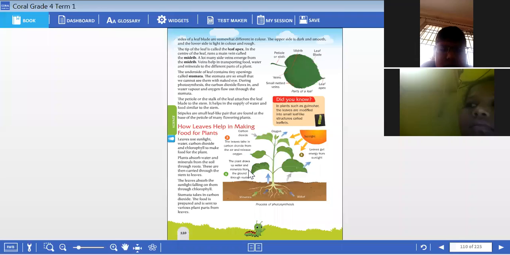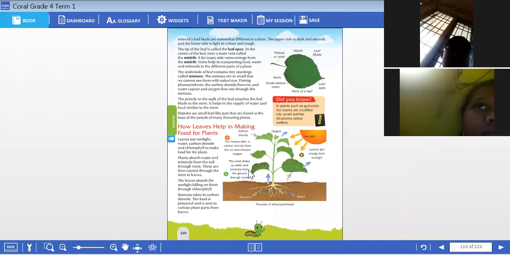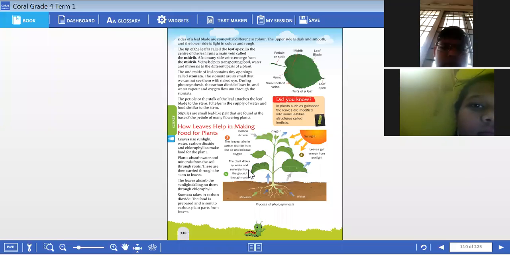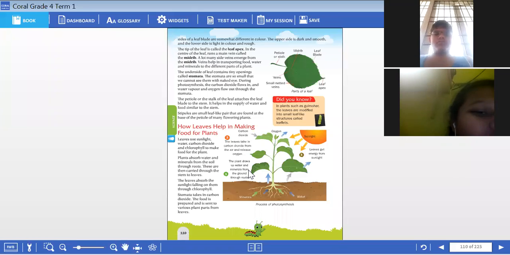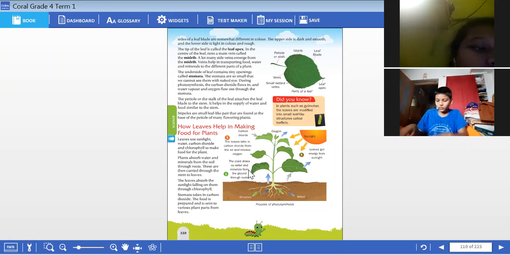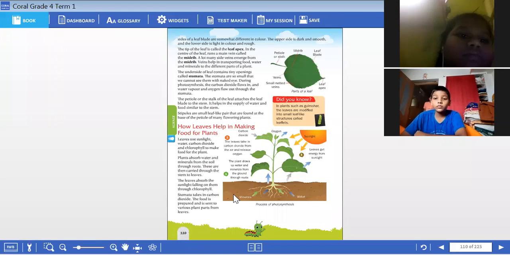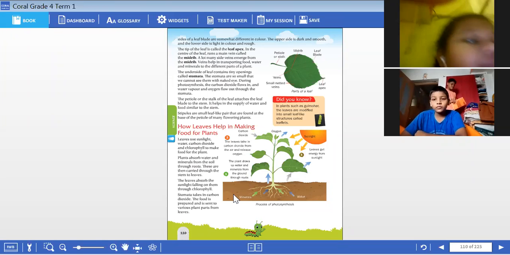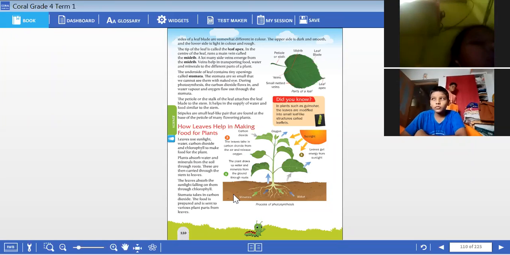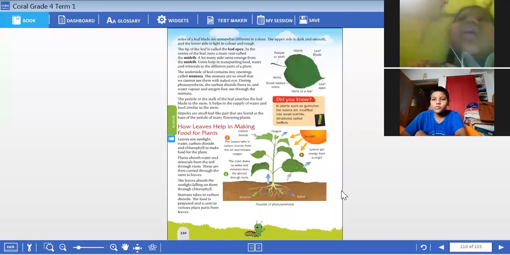Please do listen carefully once again. As this is a repetition of yesterday's class, with the help of 4 elements, plants prepare their food: sunlight, water, carbon dioxide, and chlorophyll. The prepared food is called simple sugars. It is in the form of simple sugars, and it is also called glucose or starch. These are the 3 names for the prepared food.